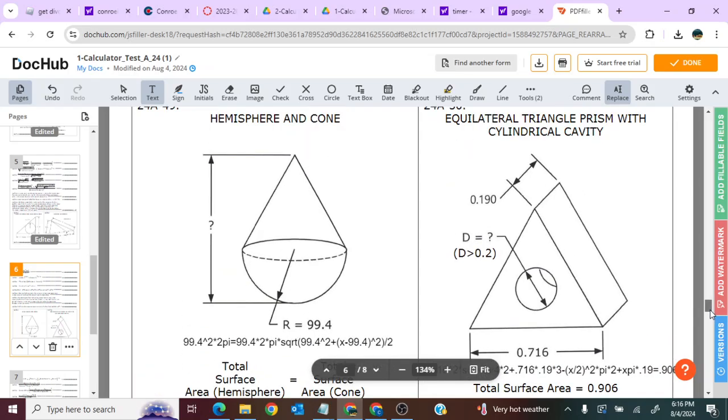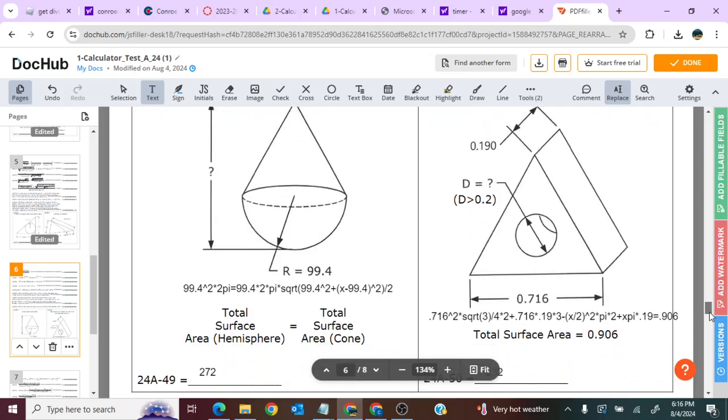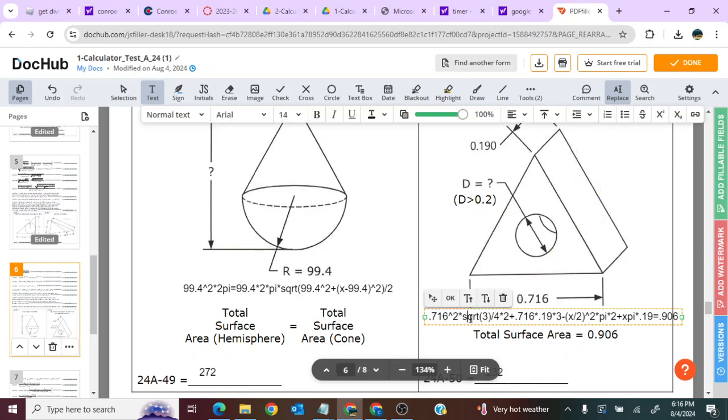Okay, 50 is a bit of a long one. It's really more annoying though than it is hard. First off, you need to add up the entire surface area as if this encavement right here does not exist. So area of these two equilateral triangles on the front and back. So side squared times square root of 3 over 4. There are 2 of them, so multiply by 2. And then you have to find out the area of all these rectangles. 0.716 times 0.19 times 3.